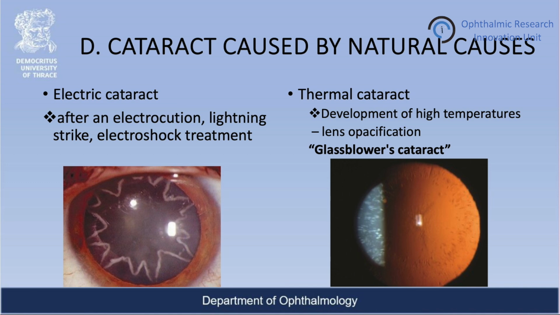Let's analyze the cataract caused by natural causes. In this cataract category, electric, thermal, and ionizing radiation-induced cataracts are included. First, electric cataract is possible after an electrocution, lightning strike, or rarely during electroshock treatment. The star-shaped appearance of this cataract is due to the coagulation of lens proteins by the passage of electric current. Second, thermal cataract is caused by exposure to high temperatures in a person's working environment, resulting in lens opacification. Known as glassblower's cataract, today it is less common due to the use of protective glasses.